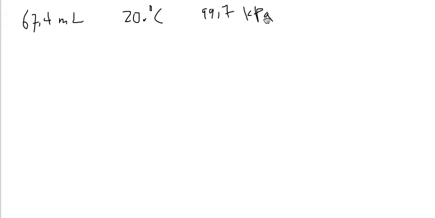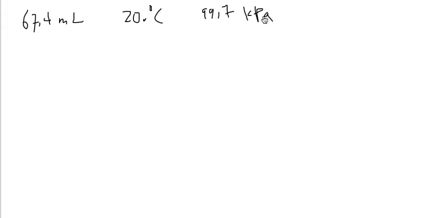Moving on to the 4th question. In a related experiment, 67.4 milliliters of gas is collected over water in a gas measuring tube. Temperature of the water is 20 degrees Celsius. The atmospheric pressure is 99.7 kilopascals. How many moles of gas were produced?